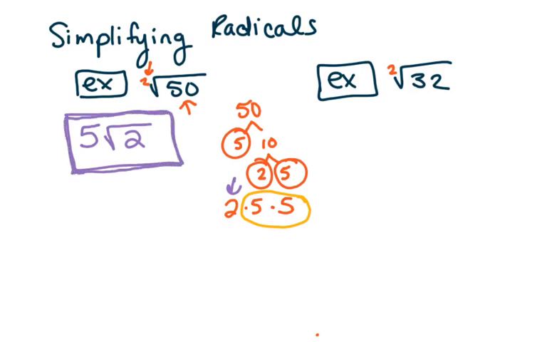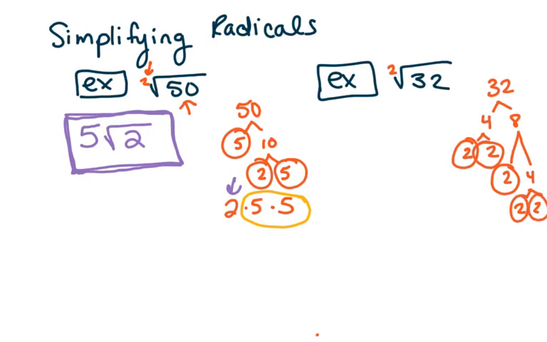Okay. So then for our next one, we have 32. And so the numbers that go into 32 would be 4 and 8. 4 can be broken down further, so 2 and 2. And 2 is a prime number, so circling those. 8 can be broken down into 2 and 4. 2 is a prime number. And then 2 and 2. So 32 can be written as 2 times 2 times 2 times 2 times 2.